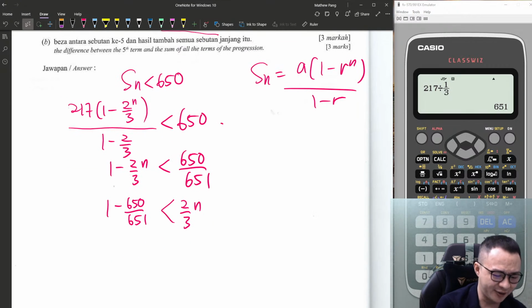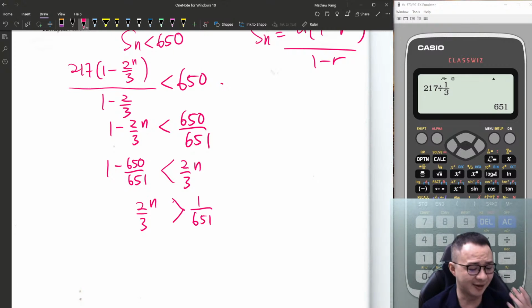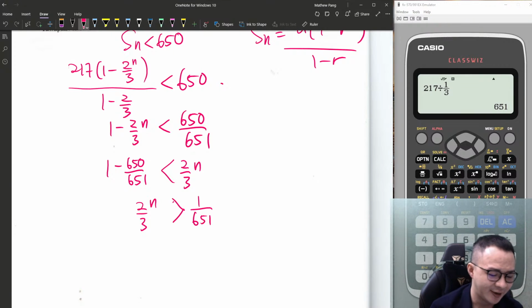Then, yeah, you can see what happened for a 2-mark question. I have no idea why so many words for 2 marks. This one should be 1 over 651, right? So in order to find the n, you must be very careful. You can take the log 10 on both sides, or you can take the log base 2 over 3 on both sides. Yeah, both are fine.